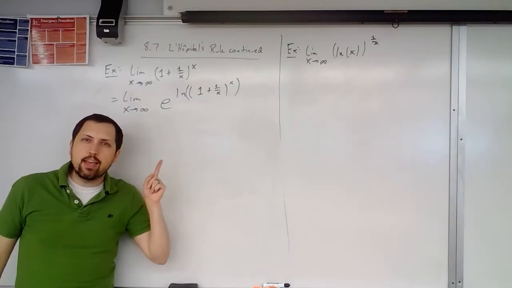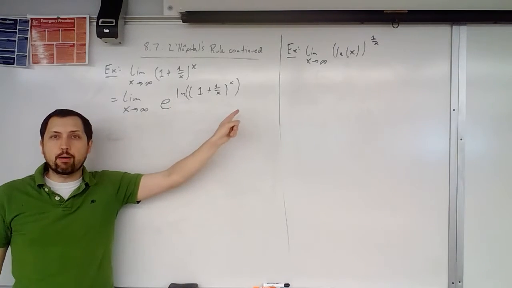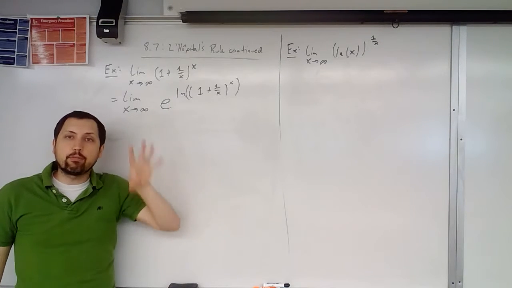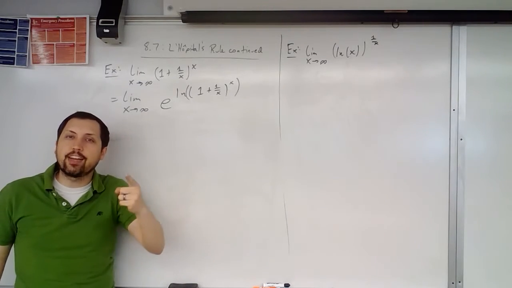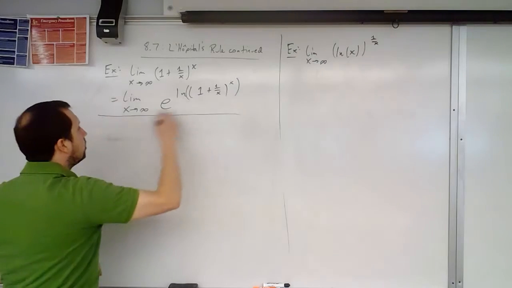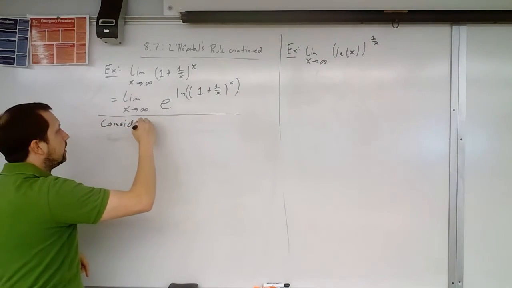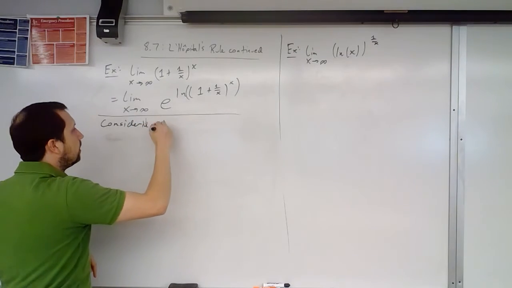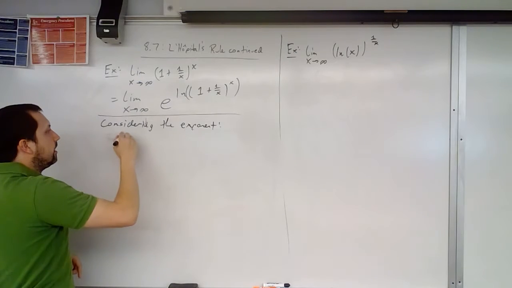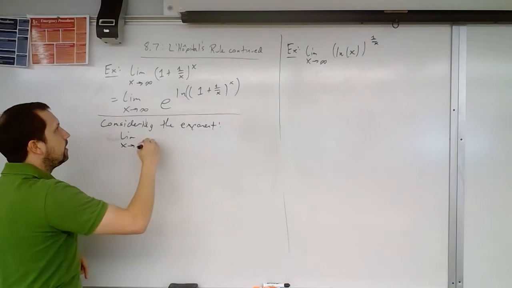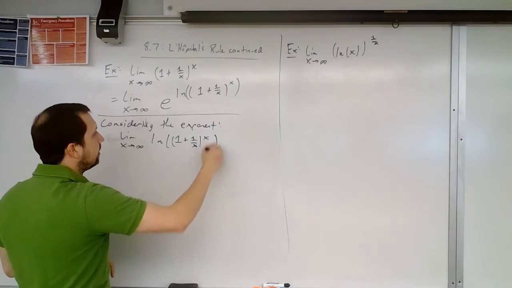Now, when I'm taking the limit, the base is still going to stay e. I'm really only taking the limit of the exponent. So I'm going to just stop, separate that out, and then return that to the exponent of e at the very end. So let's just look at the exponent. So considering the exponent, I have the limit as x tends to infinity of natural log of (1 + 1/x)^x.